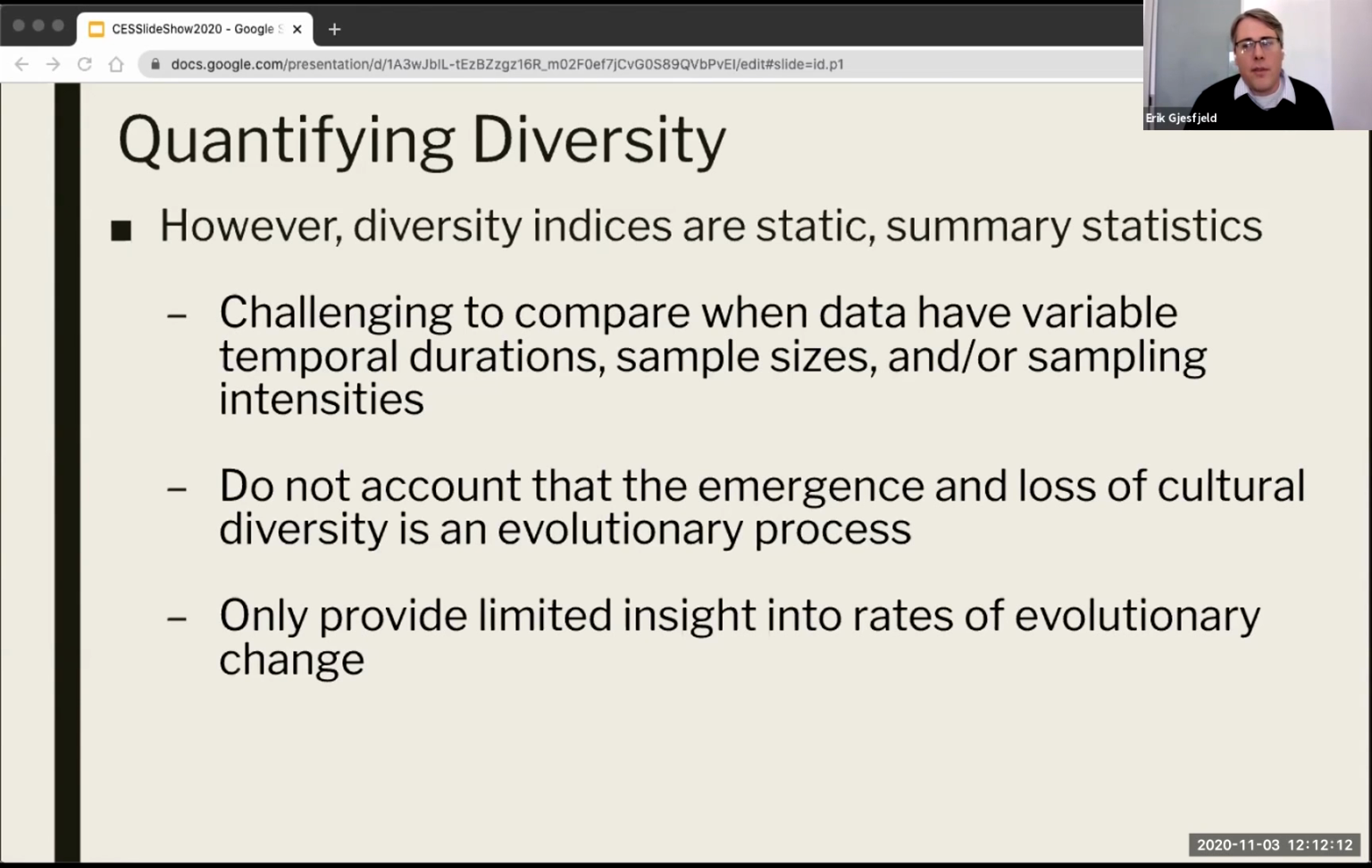It also doesn't necessarily account for the fact that diversity is very much an evolutionary process. The cultural diversity we have today, or even the biological diversity we have today, is a product of the diversity from previous time periods, from yesterday, from the years before, from really the entire evolutionary history. And so by taking diversity indices at single snapshots, we don't properly account for that trajectory that is so important when talking about diversity. This means these often have limited insights into rates of evolutionary change.